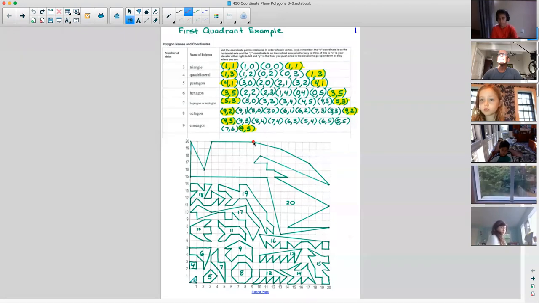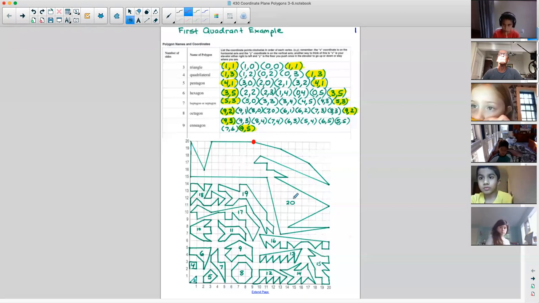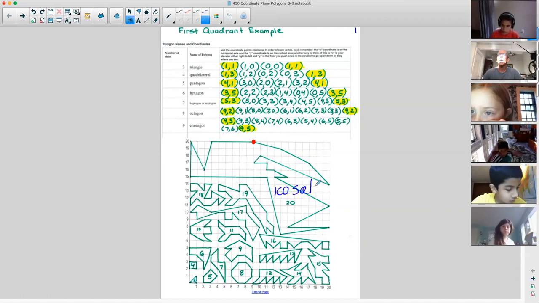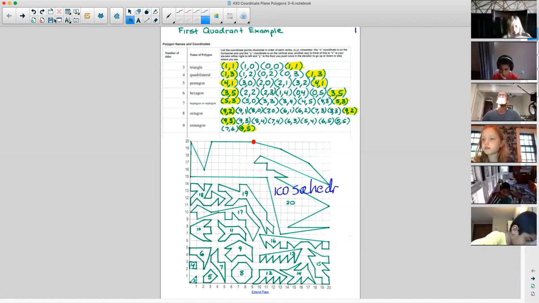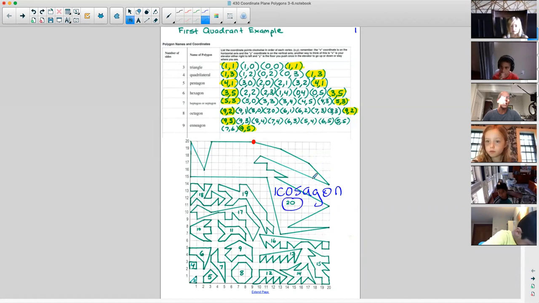the red dot on my... it's called an icosahedron. Everybody say that out loud. Icosahedron. Oh, no. Sorry, I gave you the wrong name. Icosagon. So it's called an icosagon, which means 20.